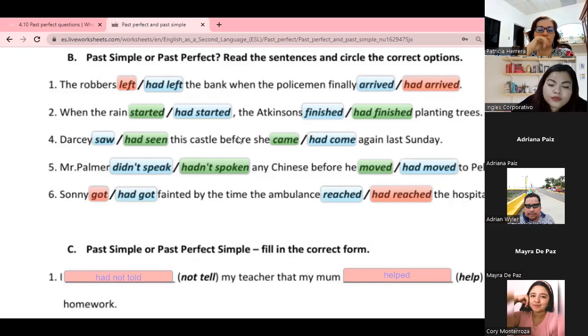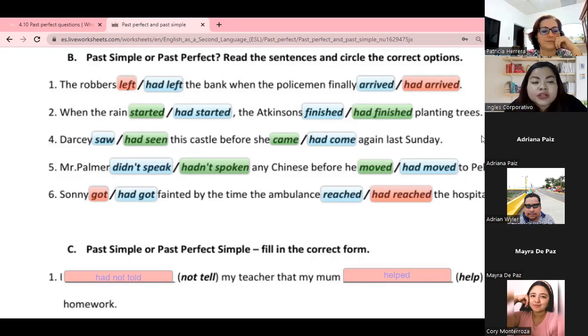So that was even in this one. But I didn't tell my teacher that my mom had helped me with my homework, right? Because my mom helped me at home, right? And then I presented the homework to the teacher, right? So there we are. That's what we have there. Do you understand these examples? Tell me, please. If you have questions, they are more than welcome.